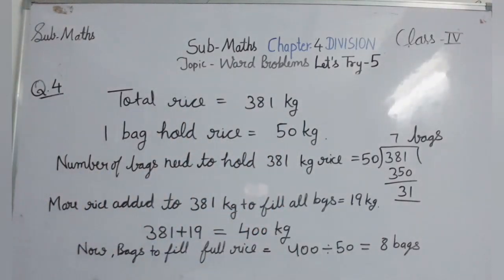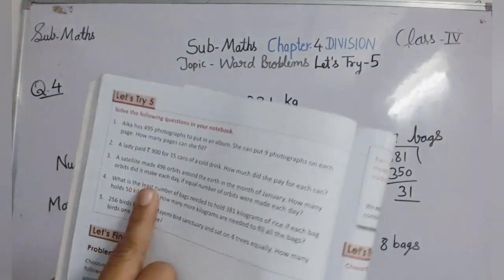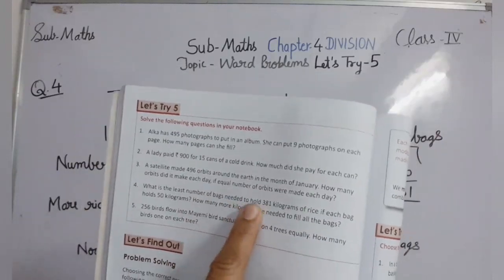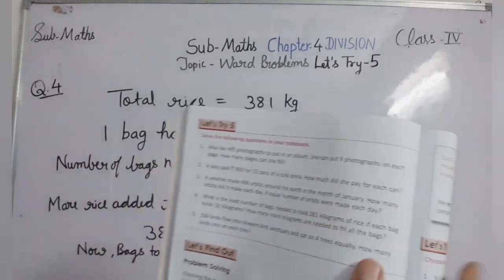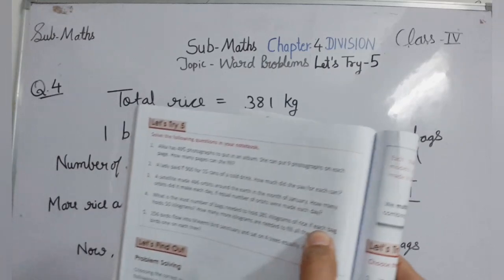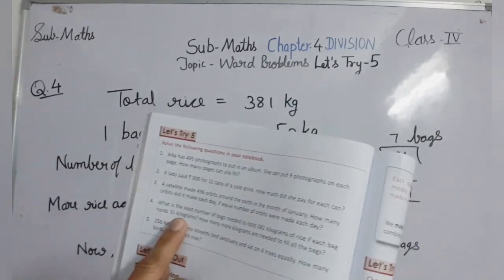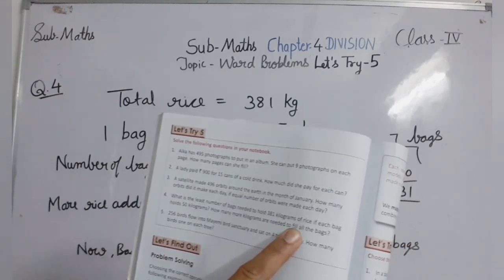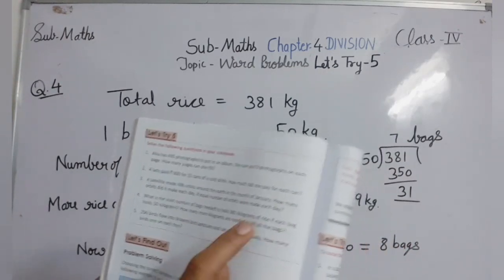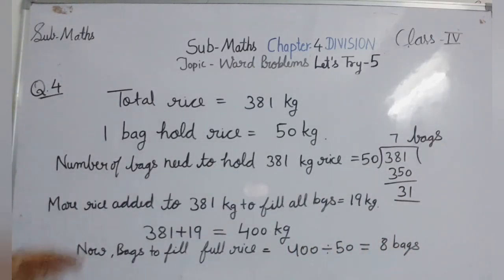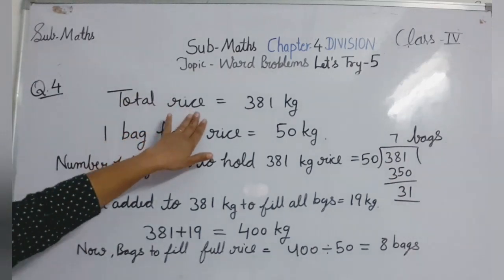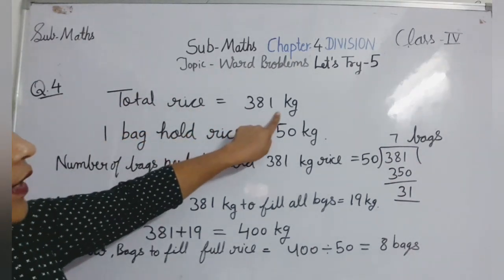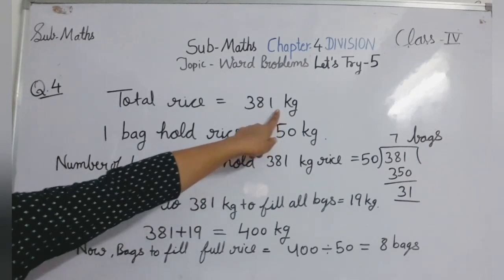Question number 4 I am doing here. What is the least number of bags needed to hold 381 kilograms of rice? If each bag holds 50 kilograms, how many more kilograms are needed to fill all the bags? So now look here at what they have given us. Total rice, how much total rice is there? 381 kilograms of rice is there.